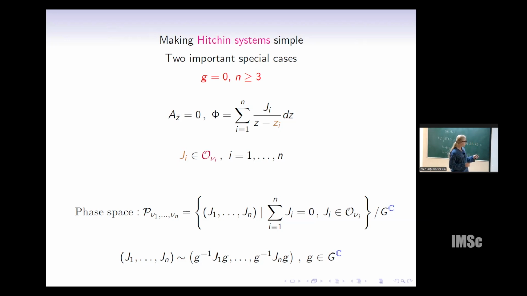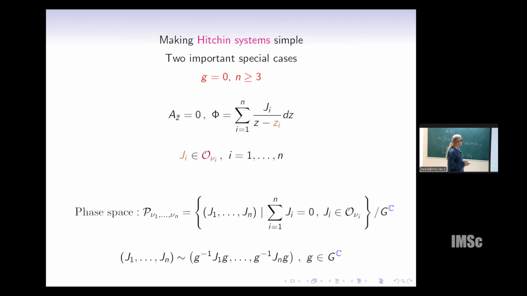So the underlying curve has genus 0, and you need to have at least 3 punctures to make things interesting, as in CFT. And so in that case, remarkably, the gauge field can be completely gauged away, because in genus 0, you can always find g such that A_z̄ is pure gauge. So the Higgs field then becomes just a one-form with poles, and so it's completely determined by its residues. And so the phase space is just parameterized by the choices of those residues.